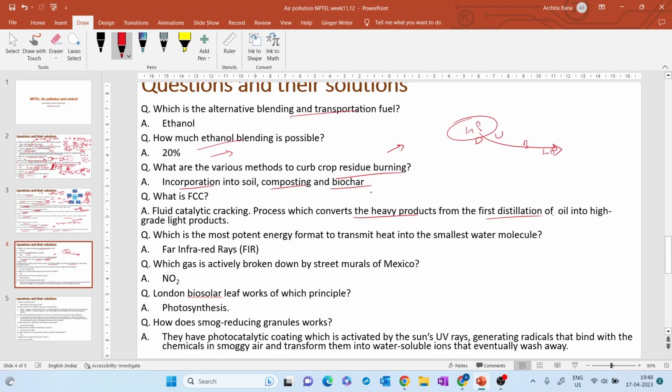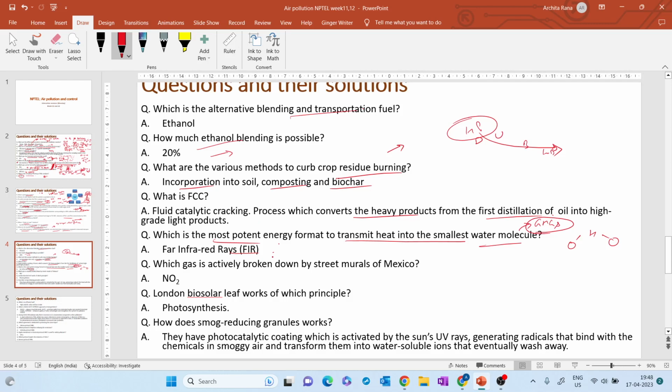Next is the most potent energy to transmit heat into the water molecule. It is infrared, because the water molecule is also there, right? It is one of the greenhouse gases. You consider it this way, and the water molecule also has a structure similar to CO2. So you can understand that this H2O absorbs, or you can say reacts to, the infrared rays or FIRs.